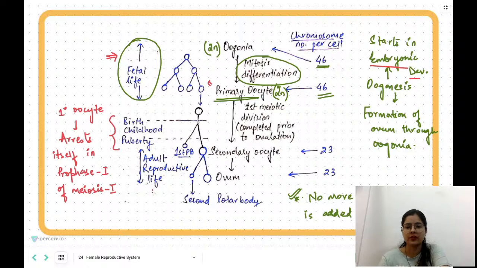You can see this process taking place. The primary oocyte stays arrested till the first meiotic division, from birth till puberty. As puberty arrives, these primary oocytes change into follicles, and ultimately the process of first meiotic division gets completed prior to ovulation. It is going to divide to give rise to the first polar body and the secondary oocyte.